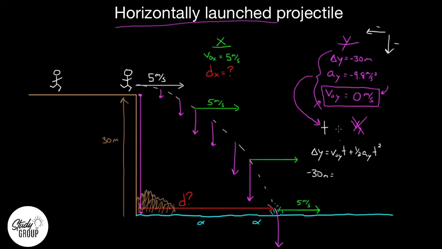My initial velocity in the y direction is 0. This is where the mistake would happen. People just really want to plug that 5 into over here, but don't do it. It's a trap. So 0 times t is just 0. So that whole term is 0.